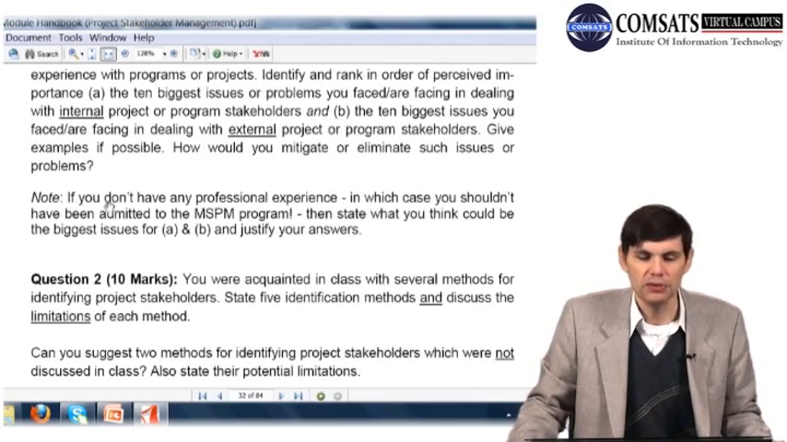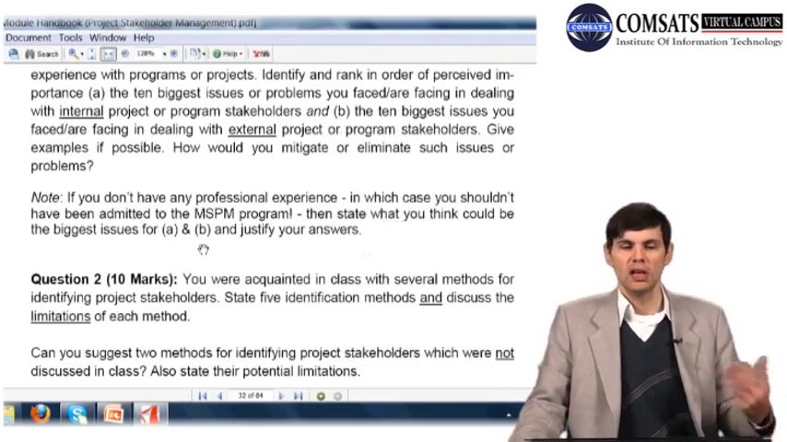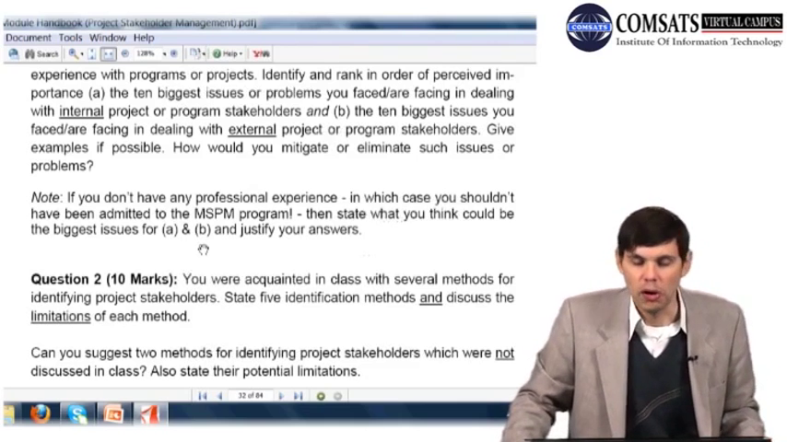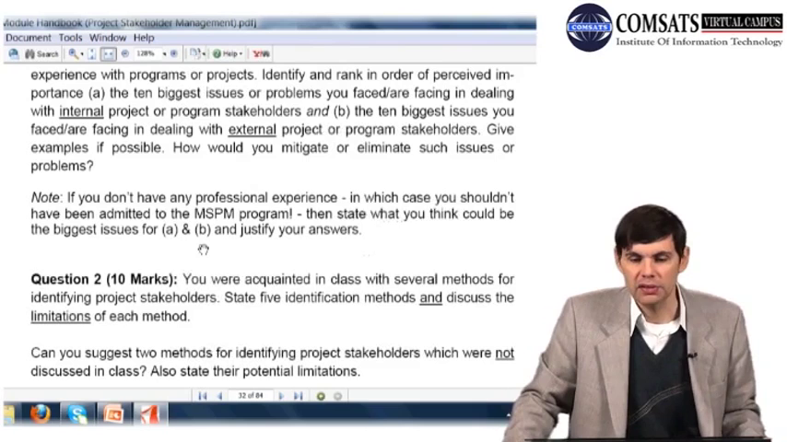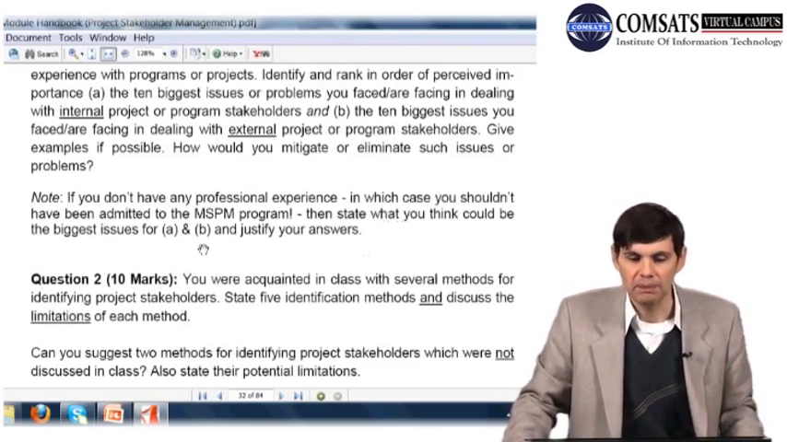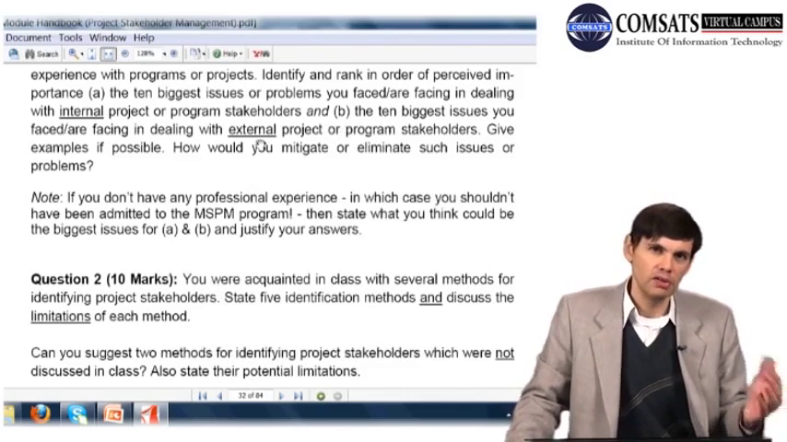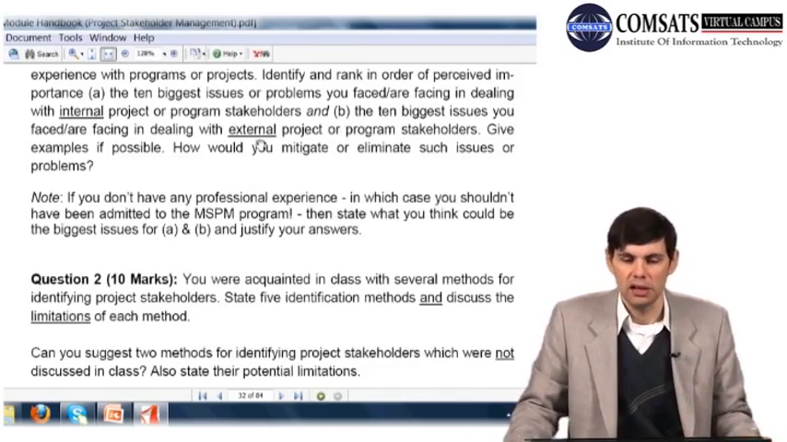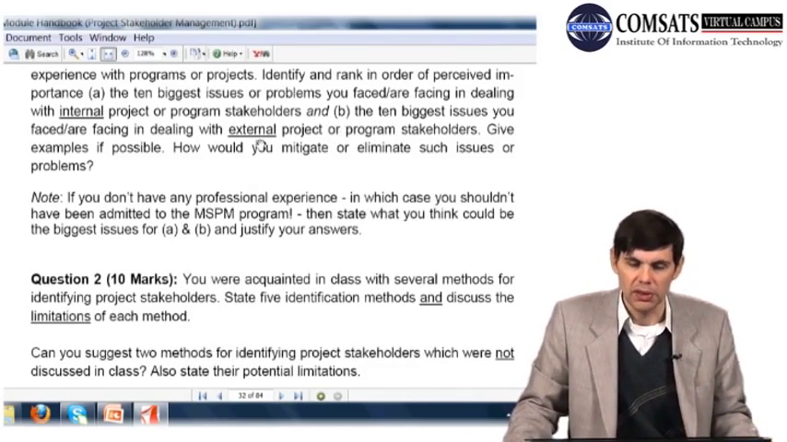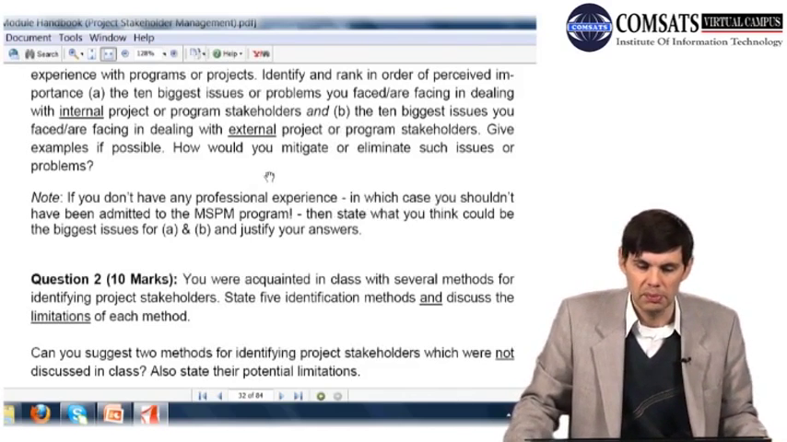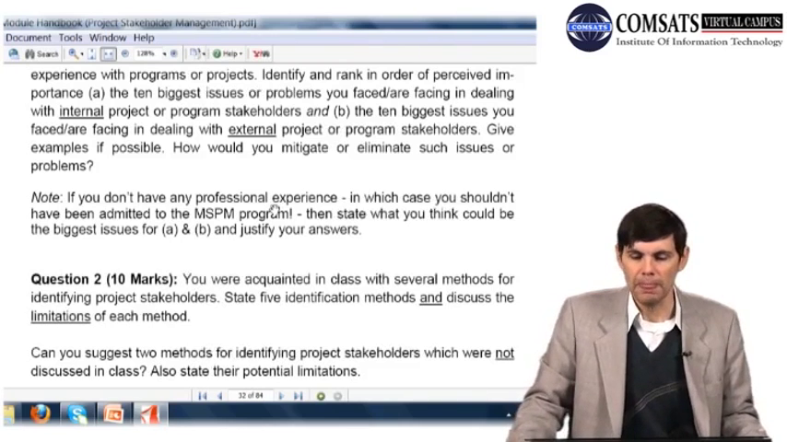You can see in the note here, if you don't have any professional experience, then state what you think could be the biggest issues. I always like to leave a little door open for students, so that if they do not have the prerequisite for attempting the question, there is always a way in which they can get around it without being penalized.